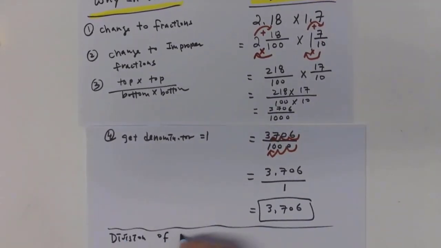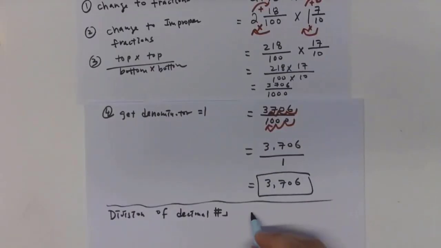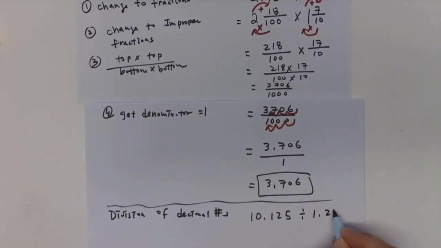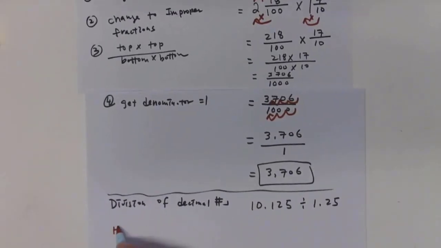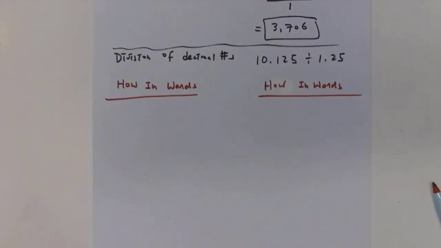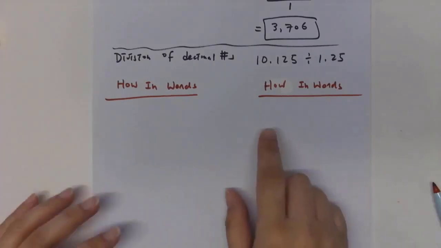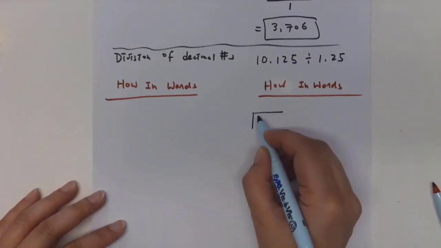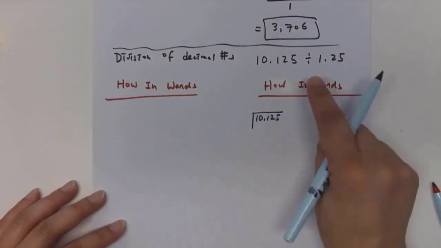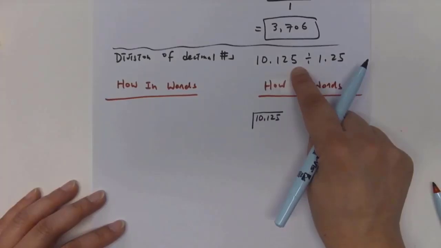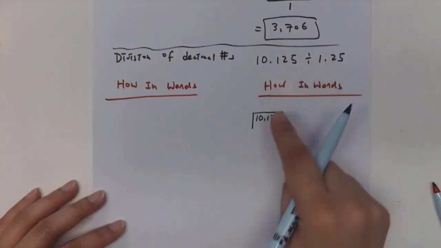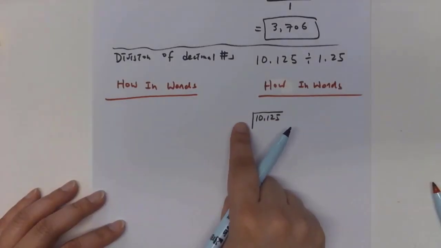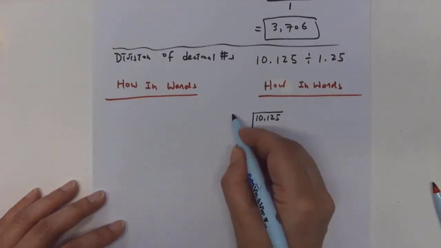Division of decimal numbers. We are going to do 10.125 divided by 1.25. Again, we are going to need to know how in words and how in steps. So normally, what do we do if it's a division problem? We have a house. Who goes in the house? 10.125, we call that what? This is the dividend of your division, okay? And then what goes outside? The divisor, which is 1.25.